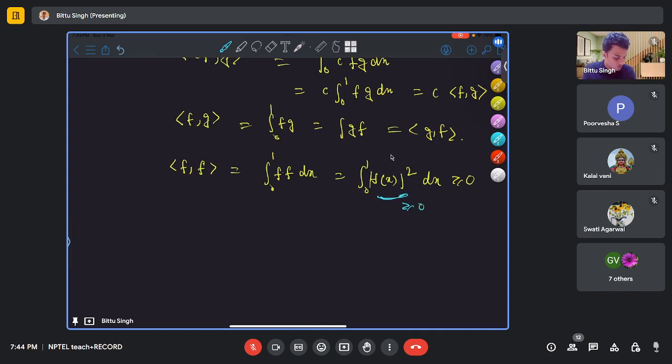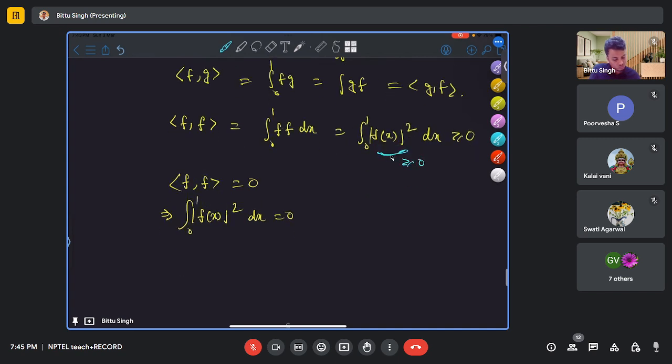And another thing is that if we assume the inner product of f with f is zero, it is only possible when f is zero. How do we prove that? The inner product of f with f being zero implies the integral of mod f(x) squared dx is zero. Now, when an integration is zero, what does this mean?